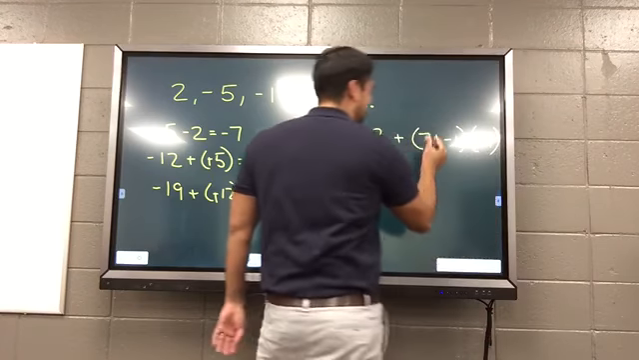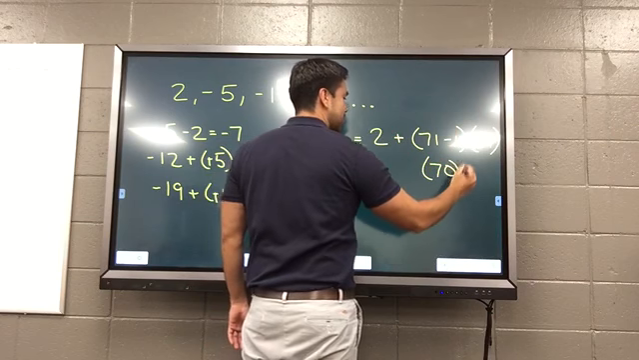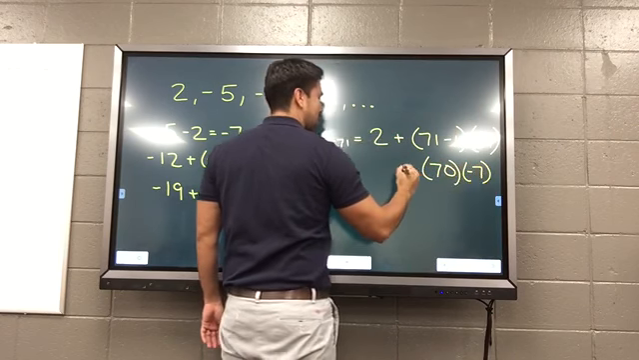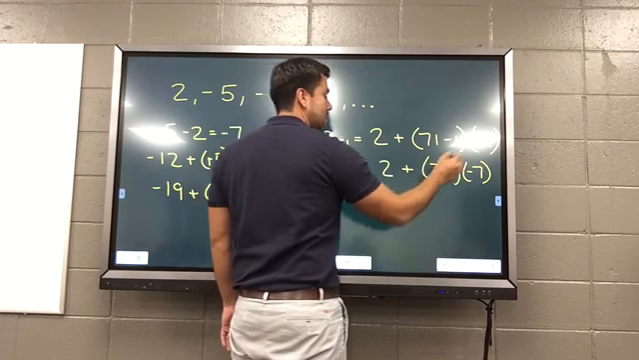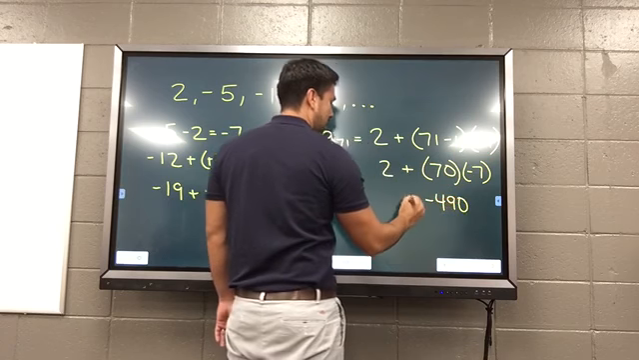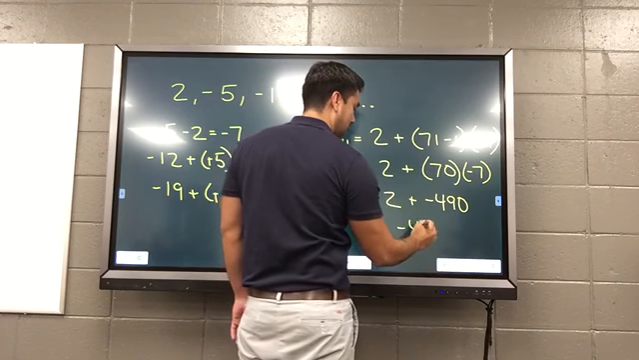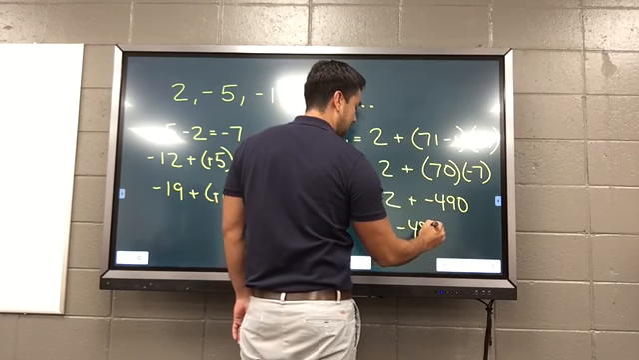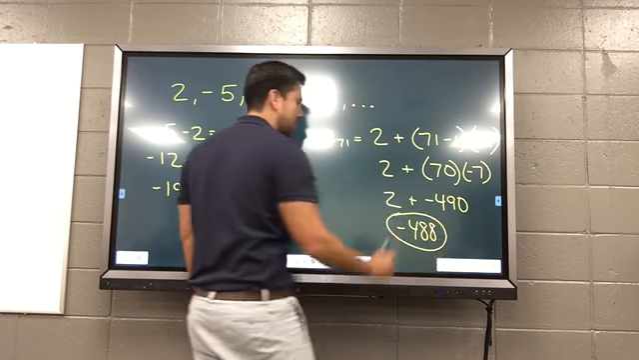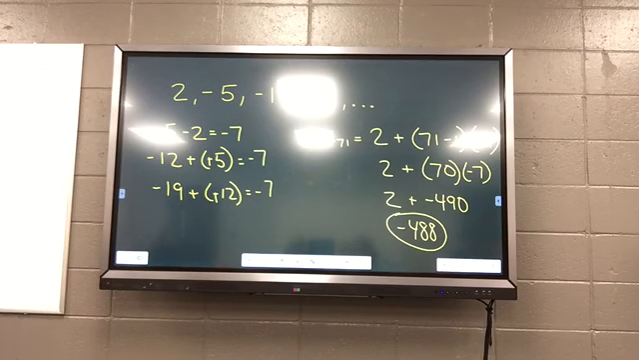It's really not that bad. What's 71 minus 1? 70. What's 70 times negative 7? Negative 490. What's 2 plus negative 490? Negative 488. What's the 71st term of the sequence? Negative 488. Would you rather list them out to get there? Yes.